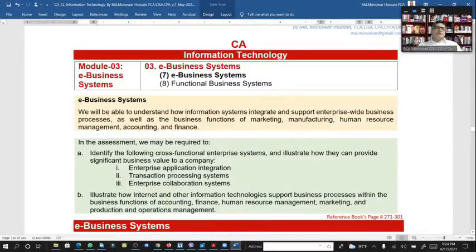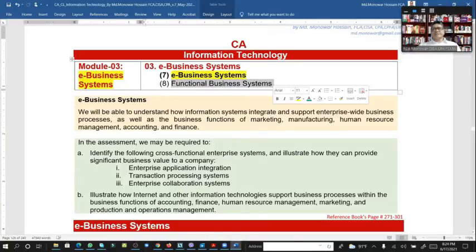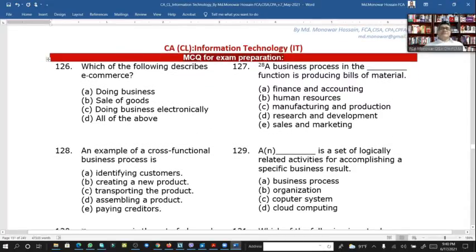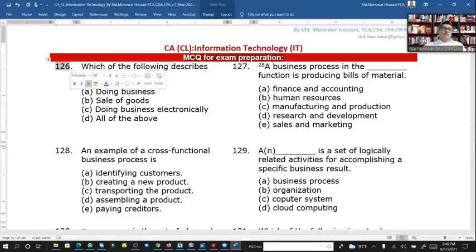Chapter 3, e-business system. Within e-business system, we have two topics: one is e-business system, another is functional business system. Based on chapter 3, two items, here we have summarized a few MCQs. Lastly, we have discussed 125. Now from 126, we are continuing.